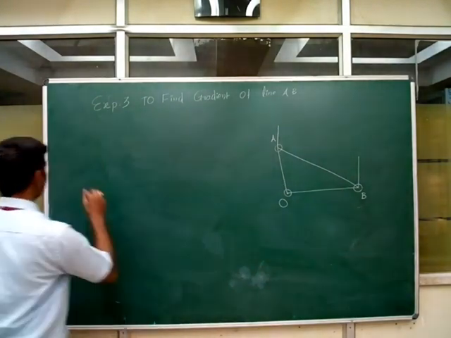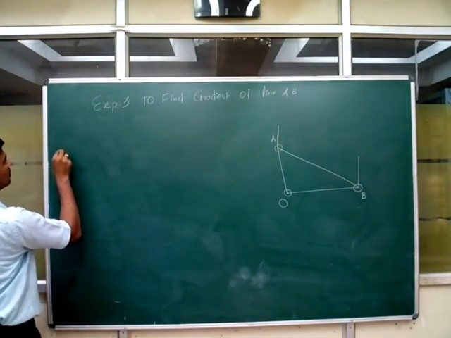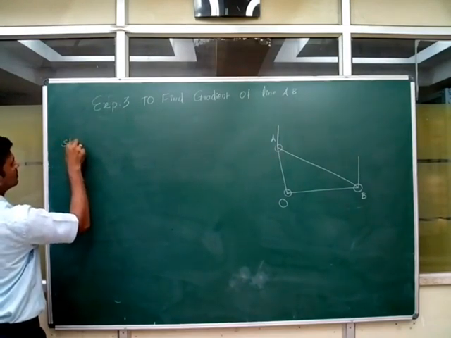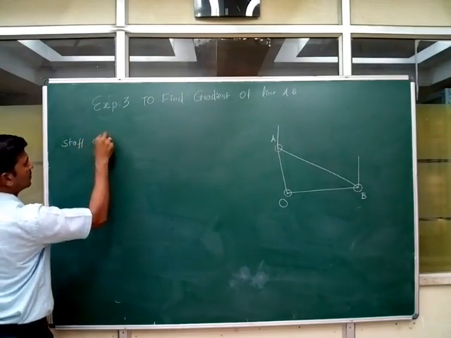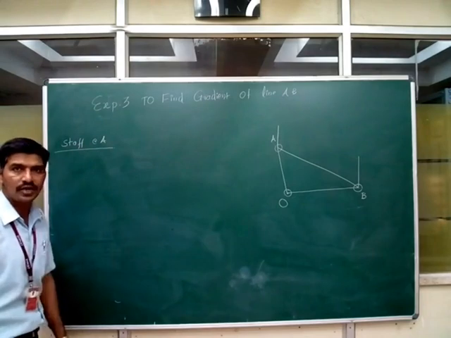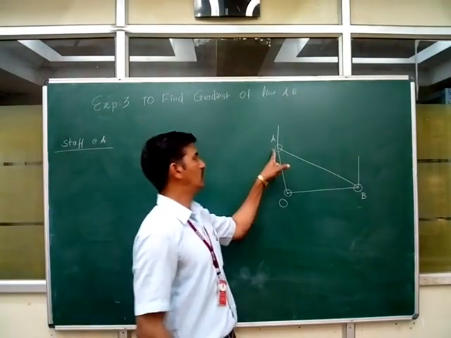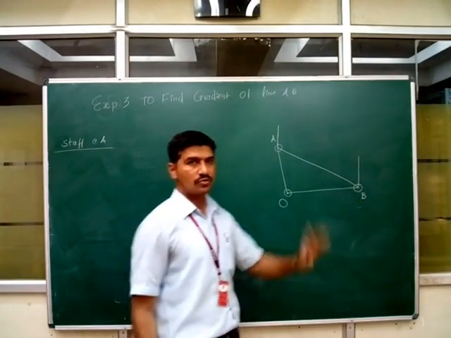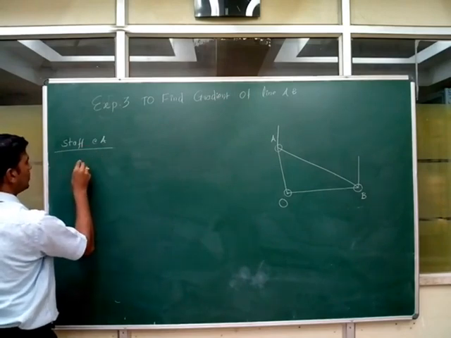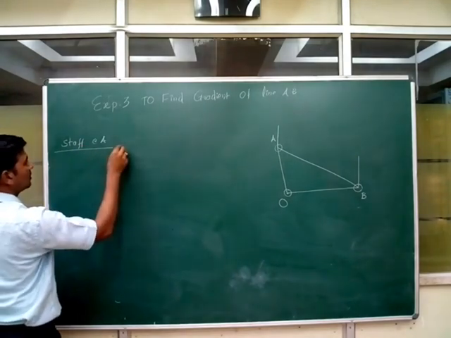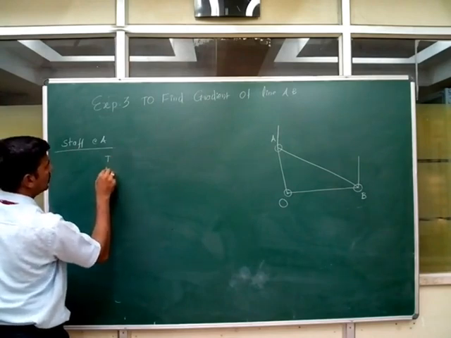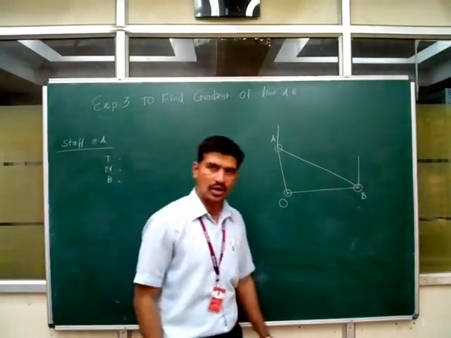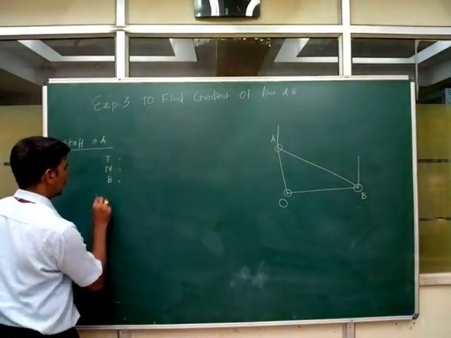Then, with the staff kept at station A, what observations do we have to take? First, here we have to find out the RL of point A, and here we have to find out the RL of point B. To find out the RL of point A, what we need is the top, middle and bottom cross-hair readings. These are the three readings that we require. Then we require a vertical angle also.